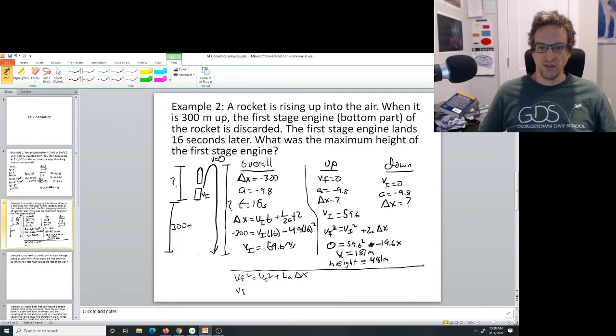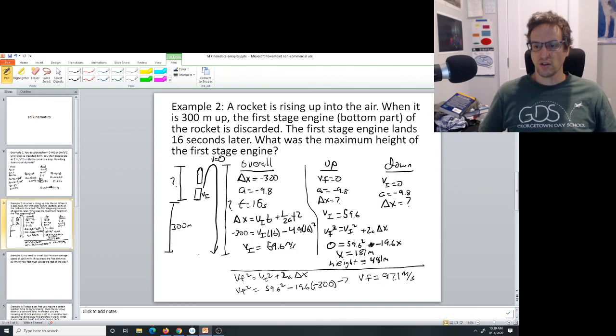So this is v final squared equals 59.6 squared plus, again, that's going to be minus 19.6 times negative 300, right? Because it is going down, so those two negatives, you have to make sure you get them right, because they'll become positive. And this, it turns out, leads us to v final equals 97.1 meters per second, if you put it into your calculator. This is wrong.